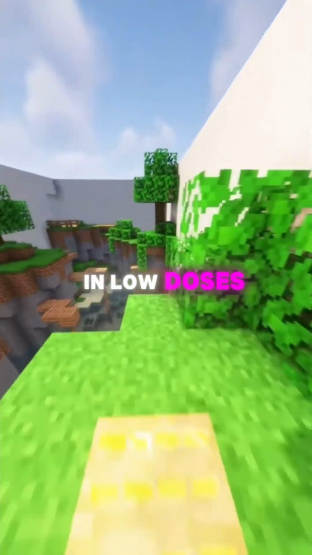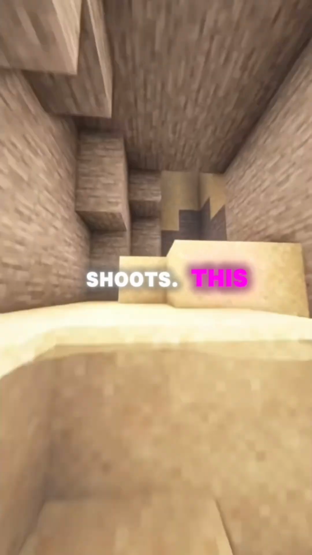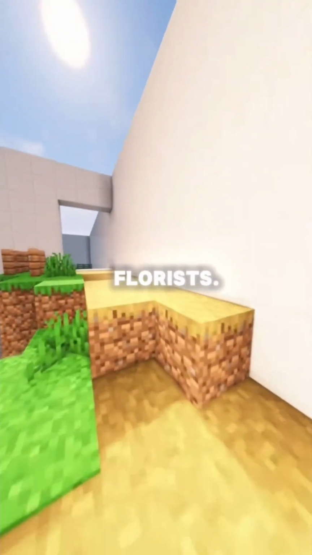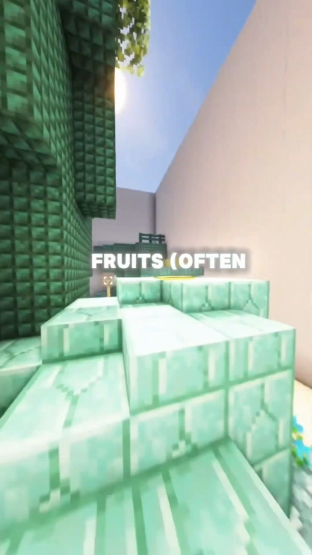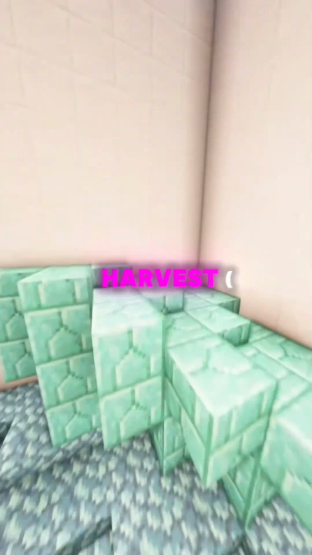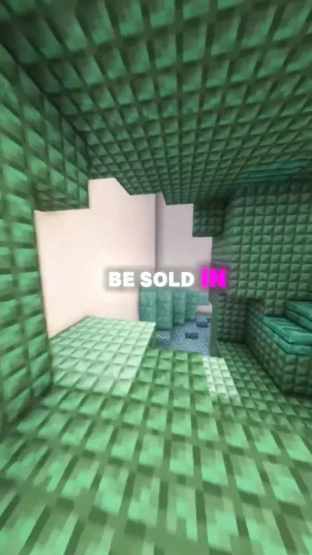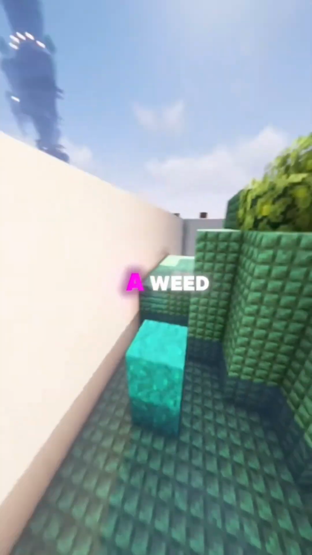In low doses, auxins can be used to stimulate cuttings to grow new shoots. This is often sold commercially as rooting powder, which is often used by florists. They can also be used to make unpollinated flowers develop fruits, often seedless fruits, and stop trees from dropping their fruit before harvest, preventing bruising, which can lead to wastage as the fruit cannot be sold in an aesthetically poor state. In high doses, they can be used as a weed killer by causing rapid growth.